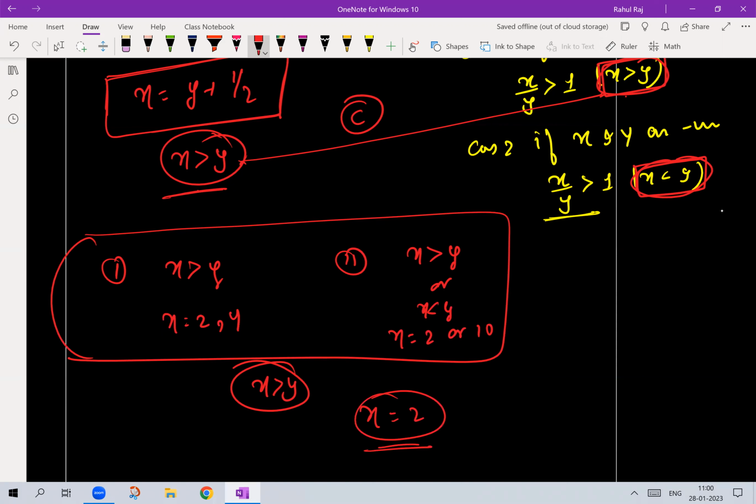Okay. So if I combine this statement, where option number 1 says to me x is equal to 2 or 4, option number 2 says to me x is equal to 2 or 10, so if I combine this statement, will I get x is equal to 2? Think about it.